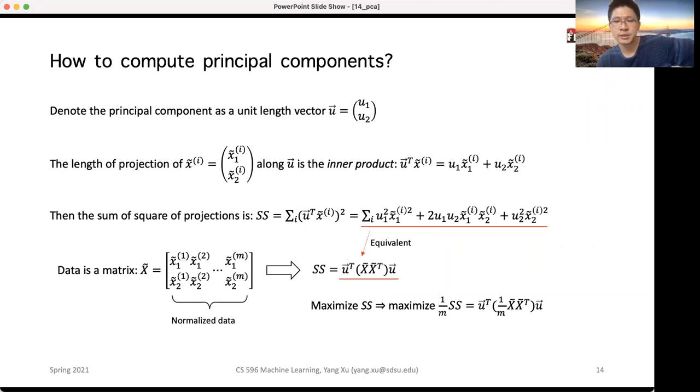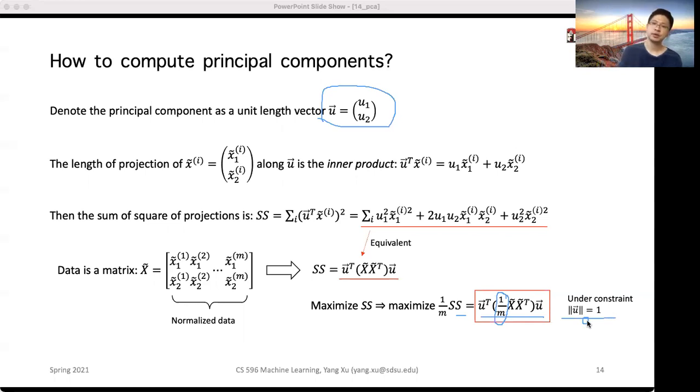We want to maximize this sum of squares, right? And in order to make it easier for the next stage, we can put a 1 over m here, which is kind of a normalization term, right? But which didn't really change the nature of this sum of squares. So essentially, we want to maximize this term, right? But it comes with some constraints, right? We must have this constraint that this one has a unit length equal to 1, right? Otherwise, the problem is unbounded, so the optimization will never converge.